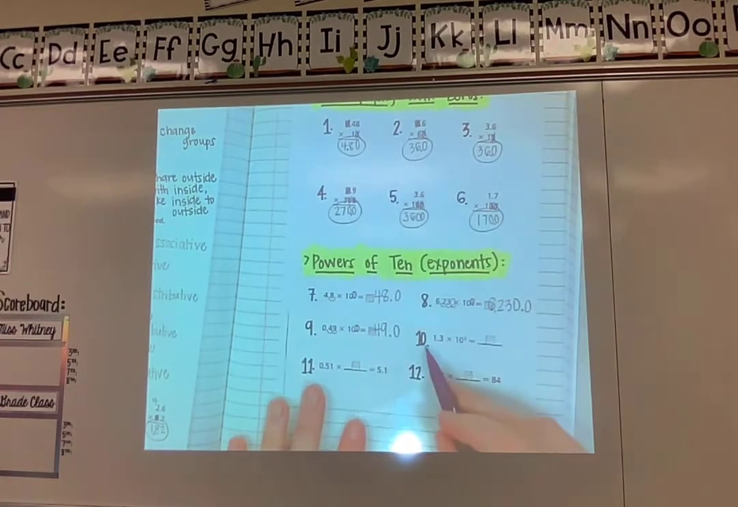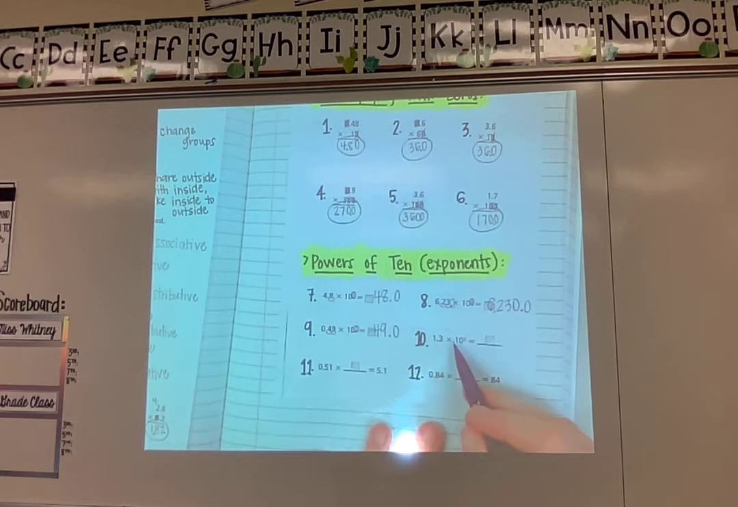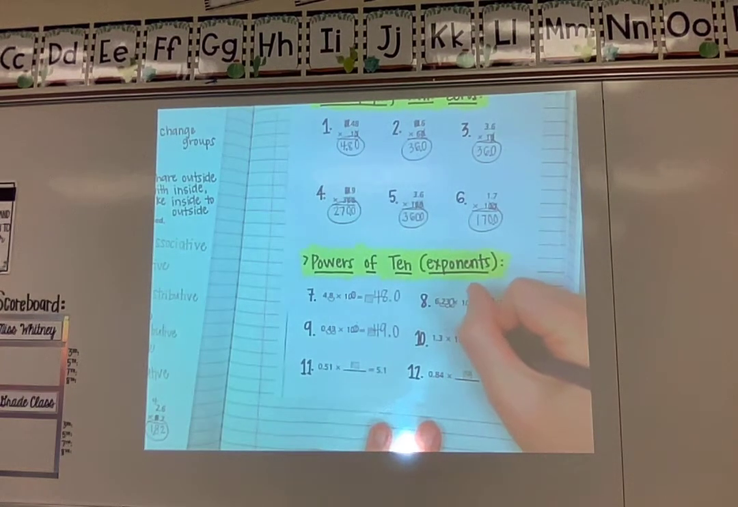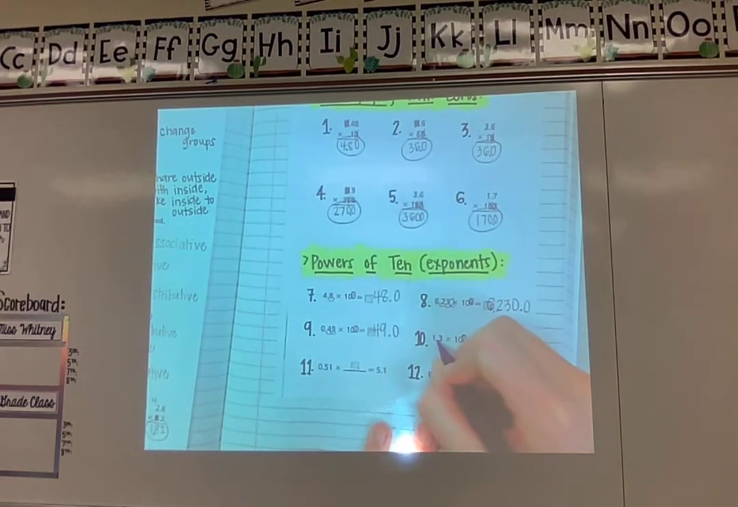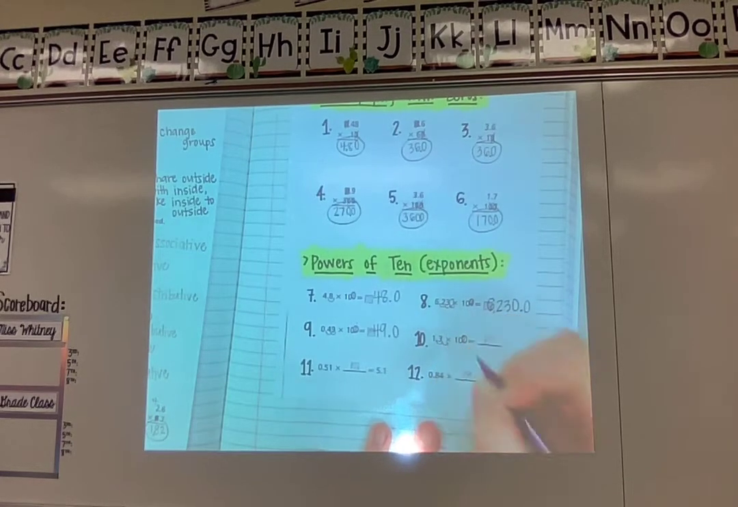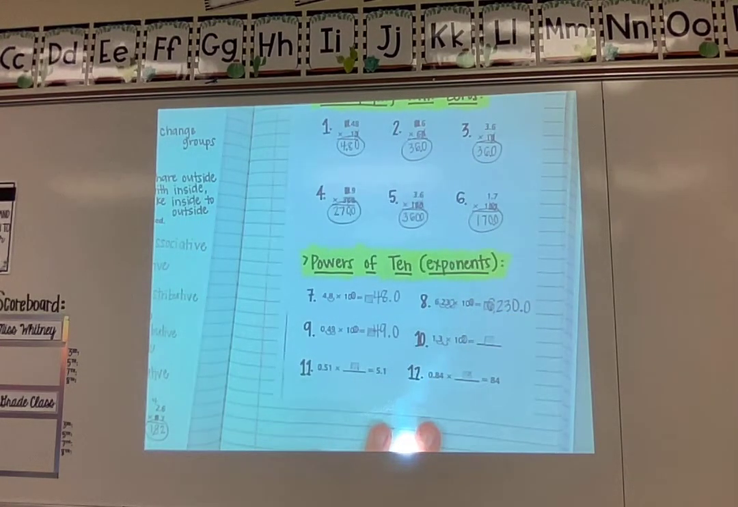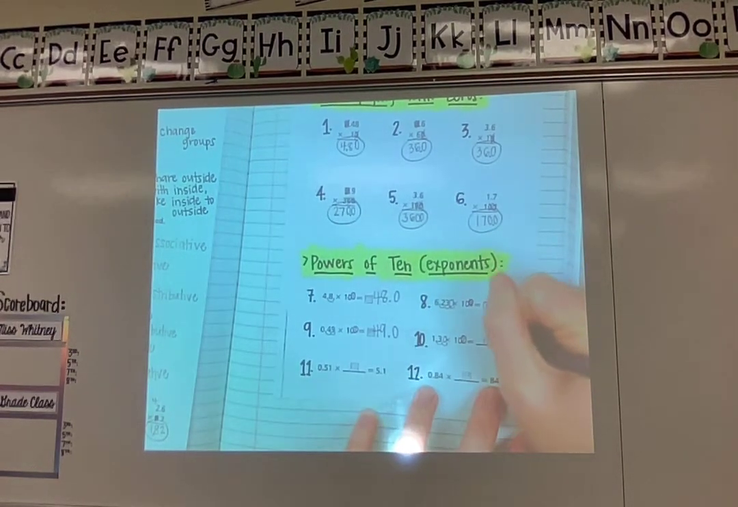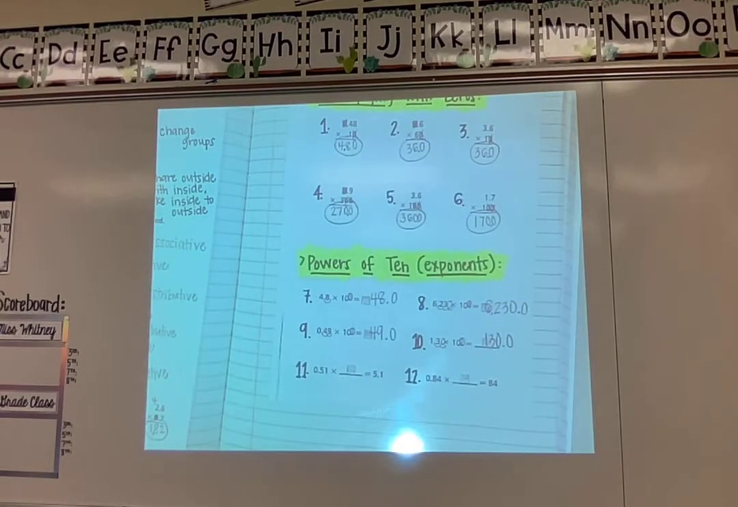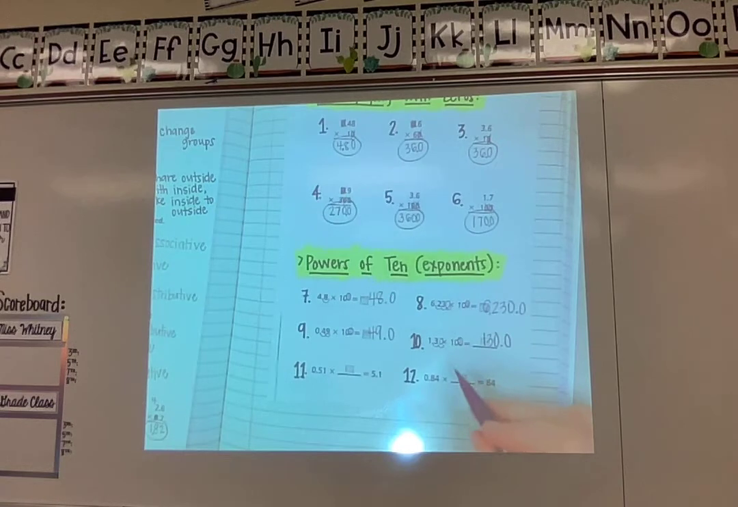All right, let's try another one with number 10. 1.3 times 10 to the power of 2. So paying attention to that exponent, how many spots back do I need to move my decimal? 2. So 1, 2. Uh-oh, I have another blank space there. What do I need to fill in my blank space with? A 0. So that gives me 130.0 if I want to put the 0.0. Okay, so my exponent tells me how many spots to move it back. If I have extra little blanks, I fill them in with zeros.